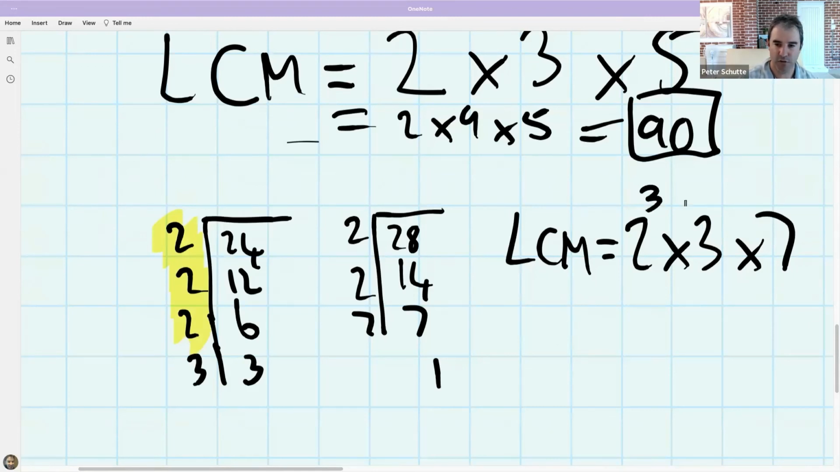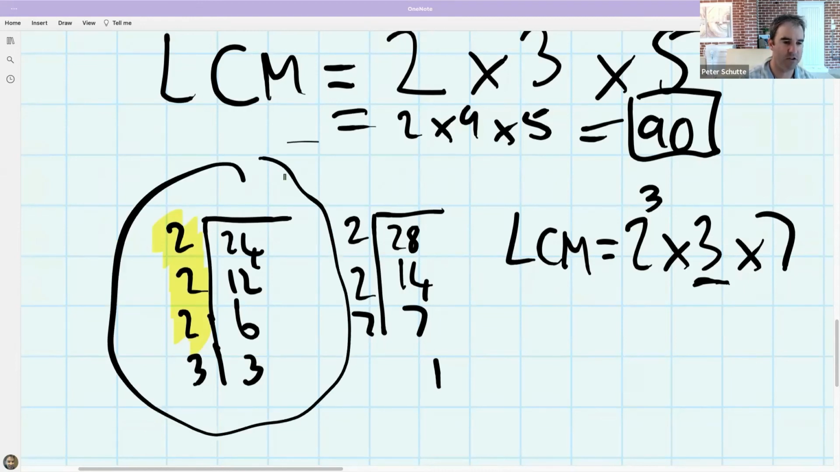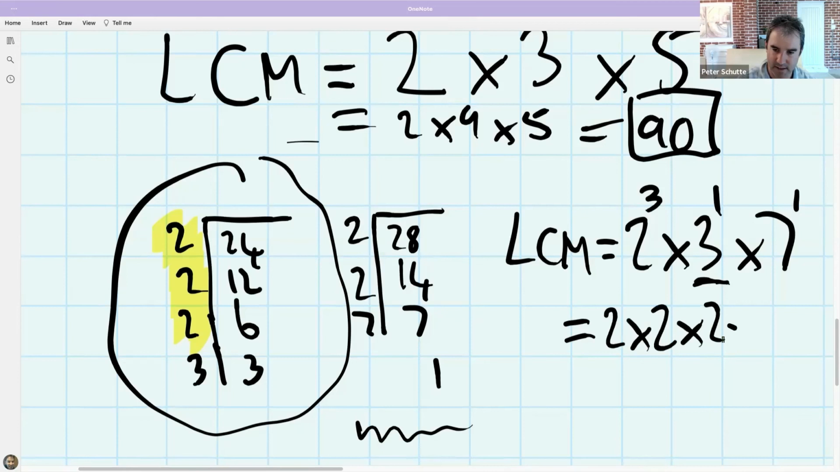If I look for the factor 3, which of these two has a factor of 3? Well, it's this one over here. How many 3's do I have? I just have 1. And now I'm going to look for 7's. Only this one over here has 7's. How many 7's does it have? It just has 1. And so what I'm going to get as my LCM is going to be 2 to the power of 3, or if I wrote it out the long way, like this.